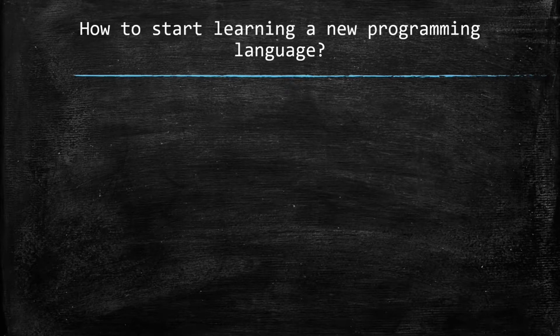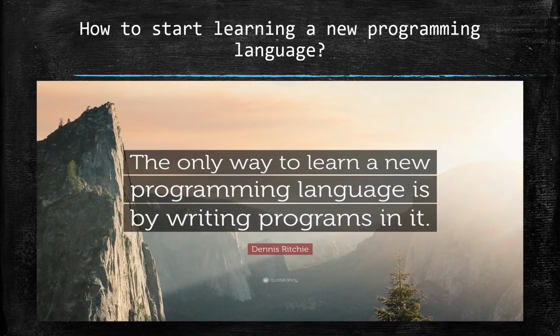How to start learning a new programming language? The only way to learn a new programming language is by writing programs in it, as said by Dennis Ritchie. Dennis Ritchie is the author of the C programming language and a great developer too.